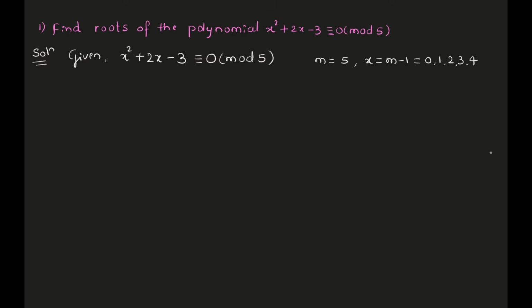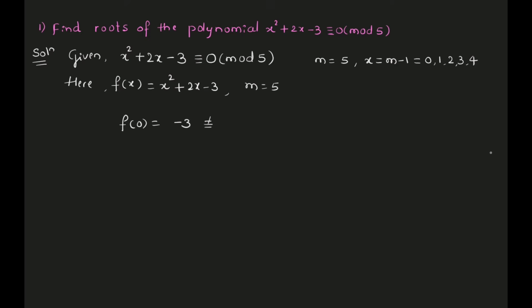Okay, means what? We need to put these values 0, 1, 2, 3, 4 in your function and check whether it satisfies, that is congruent to 0 mod 5, whether they are divisible by 5 or not. We have to check whenever you put these values. So I will write this. Okay, f of x is x square plus 2x minus 3 and m is 5, and put f of 0, means x as 0 in the equation.